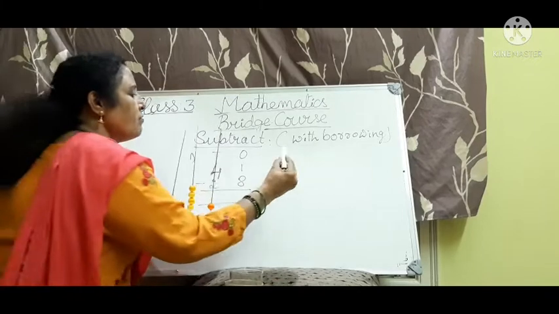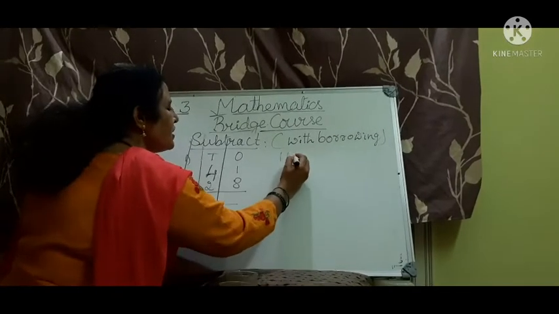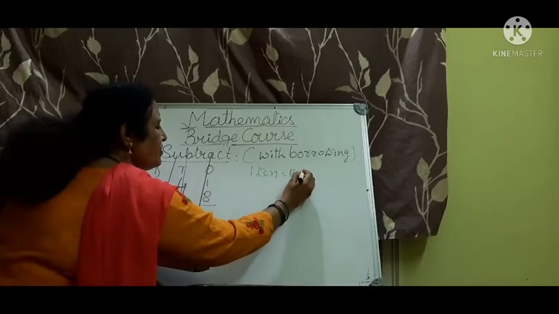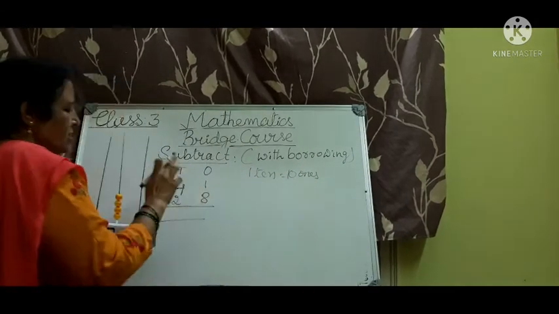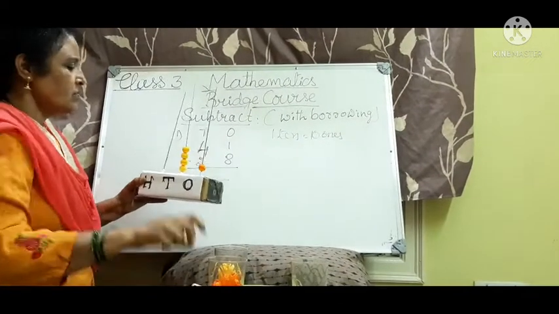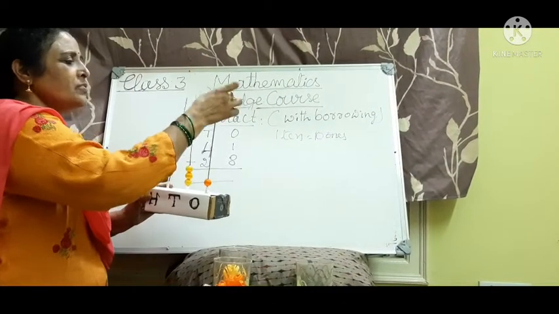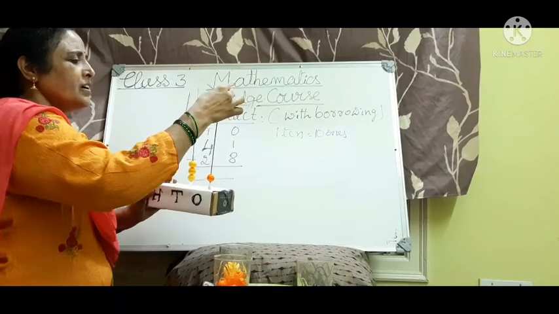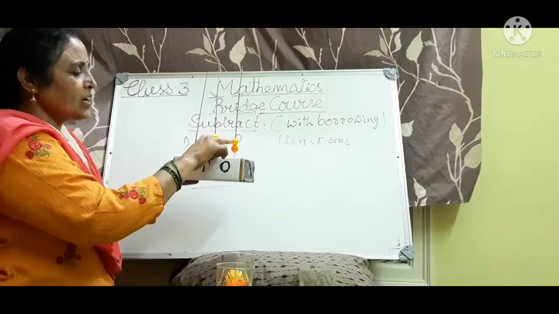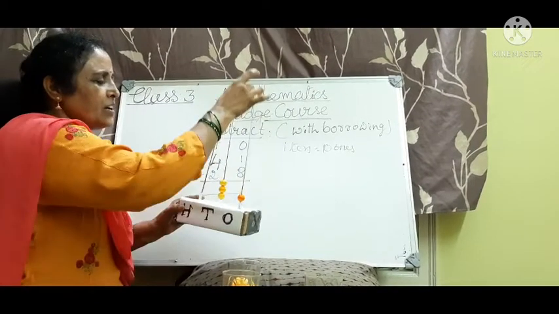You know that 1 ten equals 10 ones. Now we will take 1 ten to this side. Now see, this color is different, no? Now we will change this 1 ten to ones.